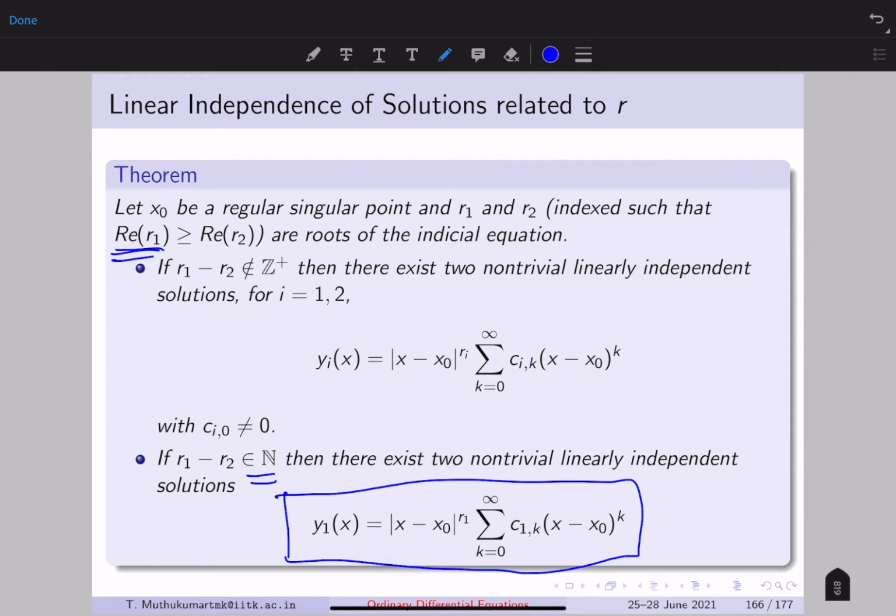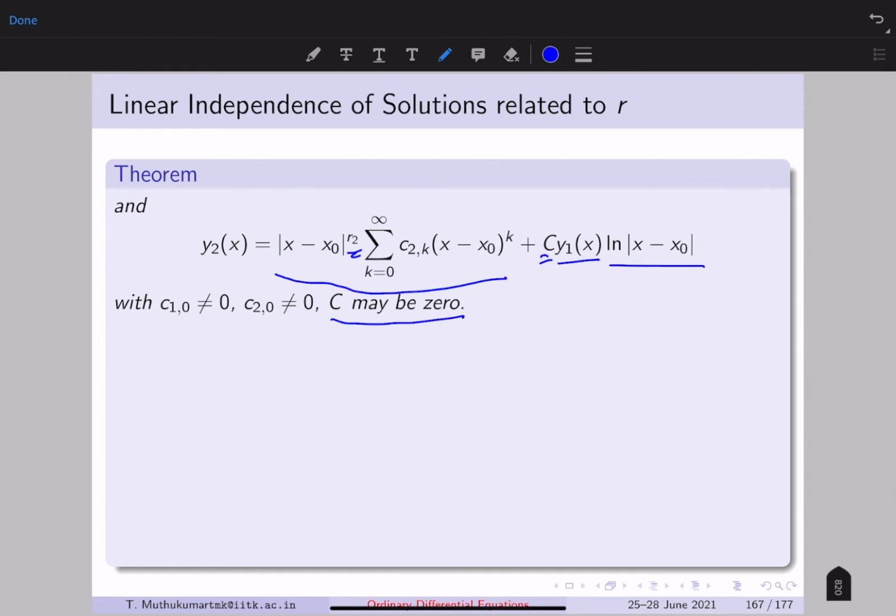In the previous case, we said this will give you two linearly independent solutions. That doesn't mean that if you have two linearly independent solutions, then R1 and R2 satisfy that condition. What we are saying here is that for R1 minus R2 a positive integer, you can have a situation where R1 and R2 give you linearly independent solutions, but in general it may not be linearly independent, and in that case you have an additional term like this.